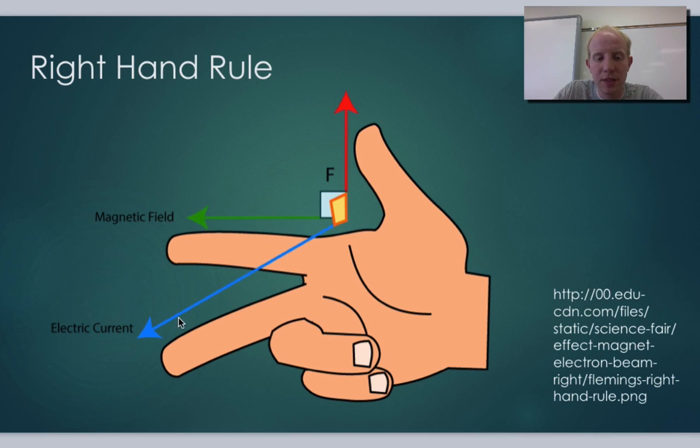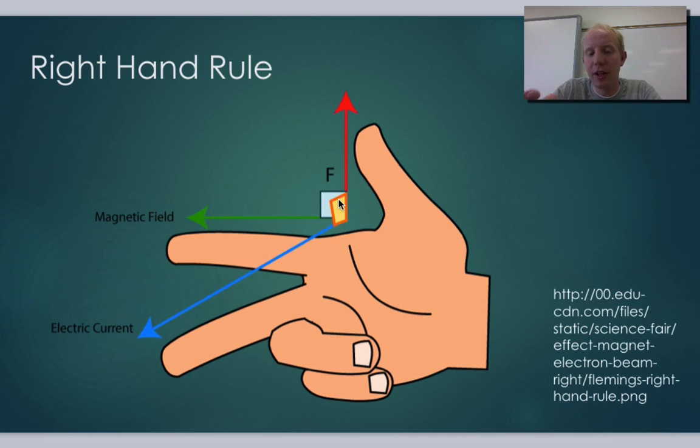And it basically says, if the current or electric flow is going in this direction, you use your middle finger to represent that. The magnetic field is the direction of your index finger, and the force is going up. Okay, so let's see if I can do this on the screen properly.